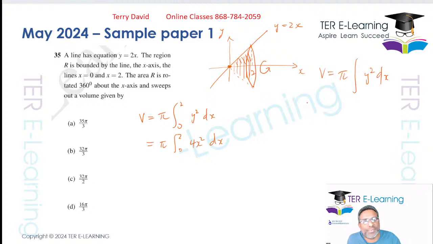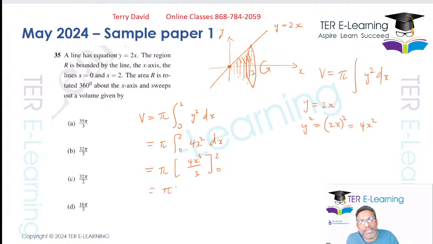For those of you trying to figure out how I got that, if you have y is equal to 2x and you want to get y squared, you have to square all of this. So this is going to give you 4x squared. That's where the 4x squared came from. Normally when you're doing a volume question, you leave the pi on the outside and deal with it after. So this is going to be pi. When you integrate 4x squared, you're going to get 4x cubed all over 3, and the limits here will be 2 and 0.